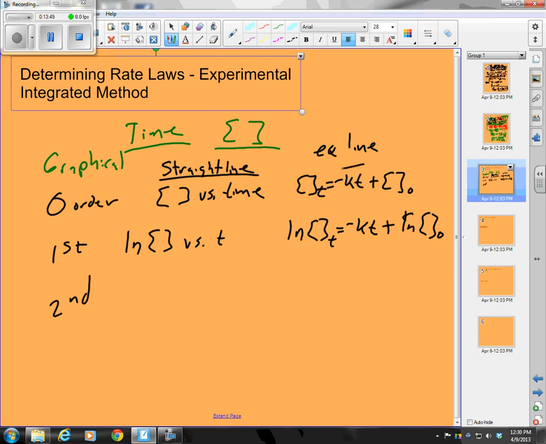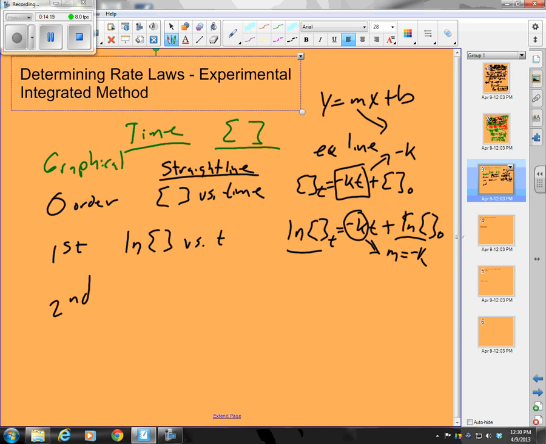By the way, y equals mx plus b. So that means my slope, in this case, is negative k. So I look at the graph and find the slope and take the negative of that, and that's my k. Here, once again, m is equal to the negative k, but I'm graphing a different thing than I did up above.